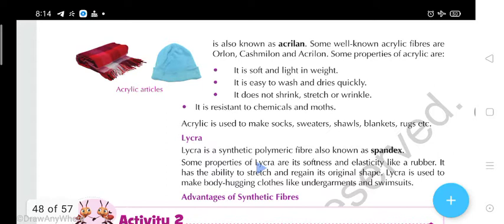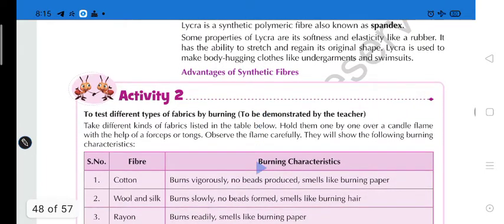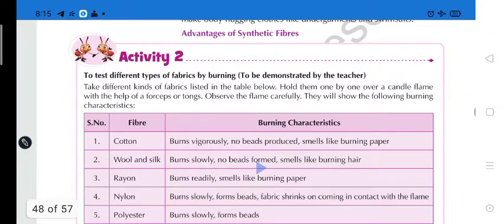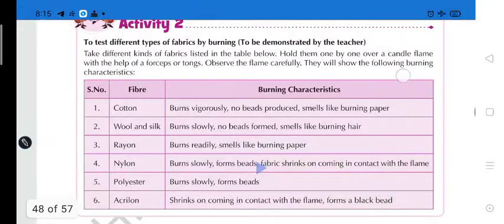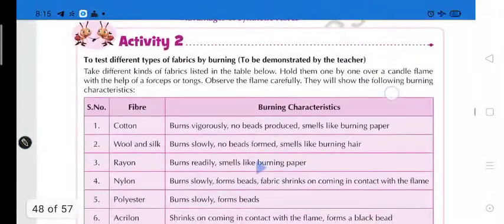Now the advantages of synthetic fiber. Why is there a need for synthetic fiber, students? Because there are some advantages. That's why we use it. So what are the advantages? But yes, before that, we discuss activity 2.